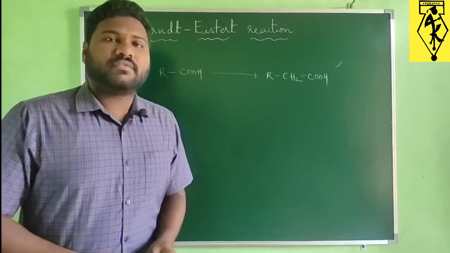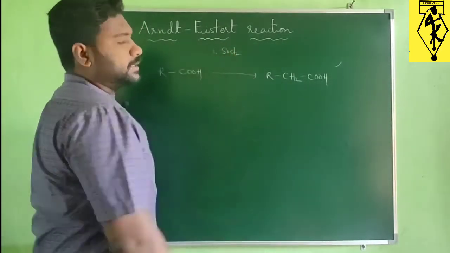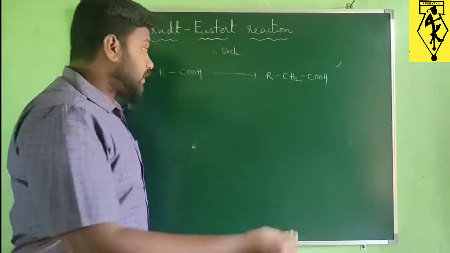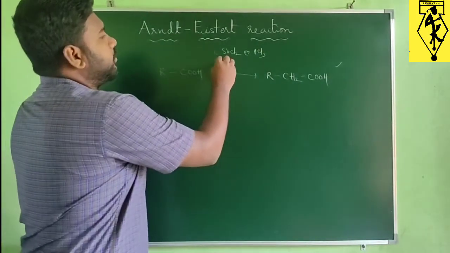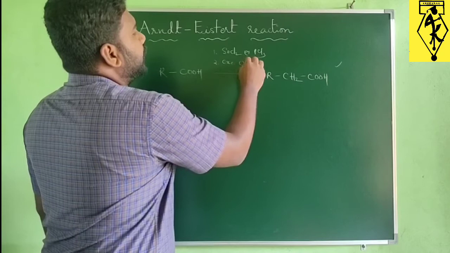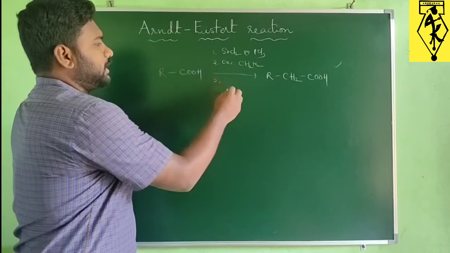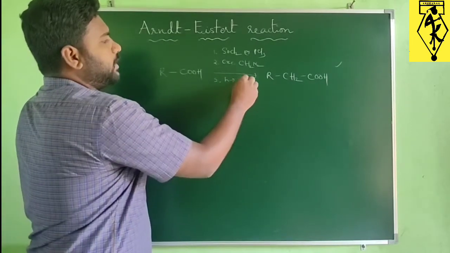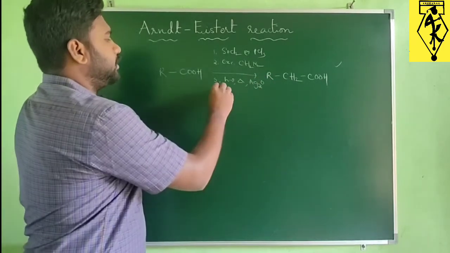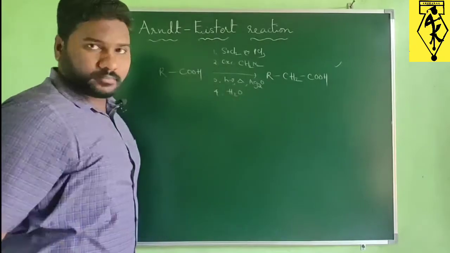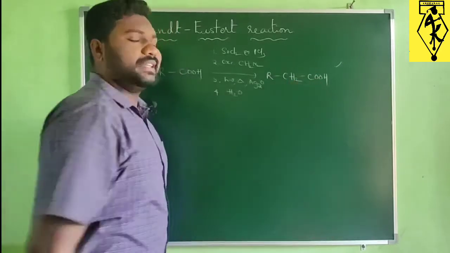To carry out this reaction, we require certain reagents such as a chlorinating agent. We can take thionyl chloride or PCl3. So these are very good chlorinating agents, and we require excess diazomethane. And one more reagent is photoenergy, or we can use thermal conditions with silver oxide, and finally the solvent water. So these are the reagents we require to get this product in this reaction, right?